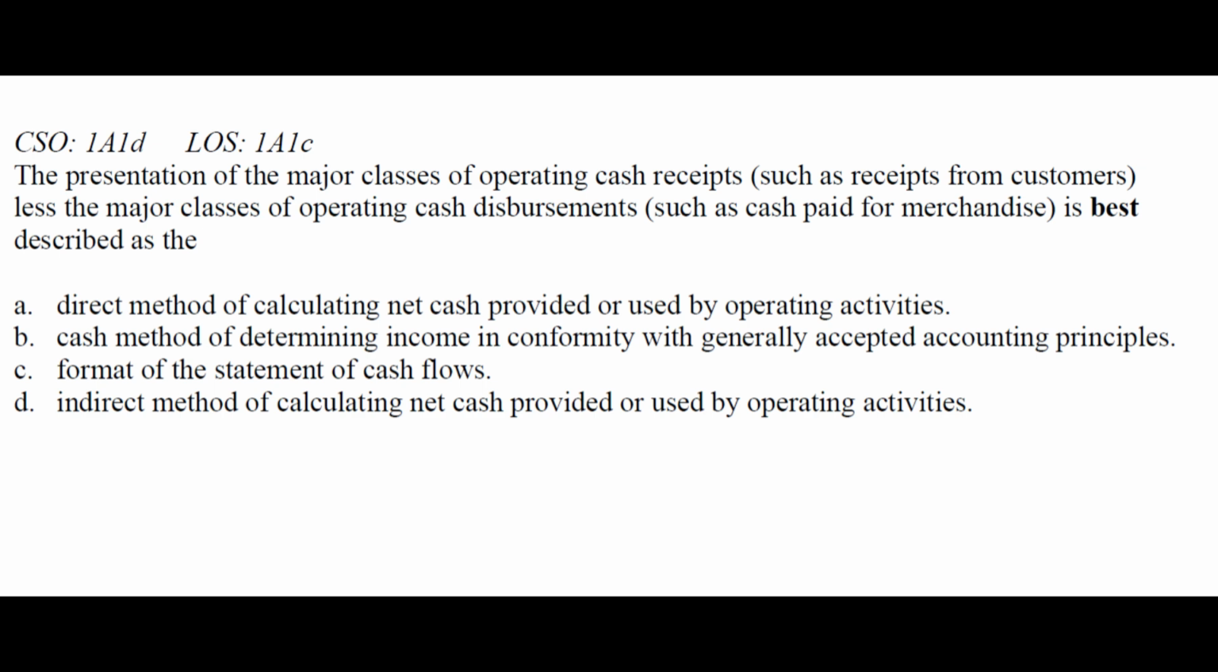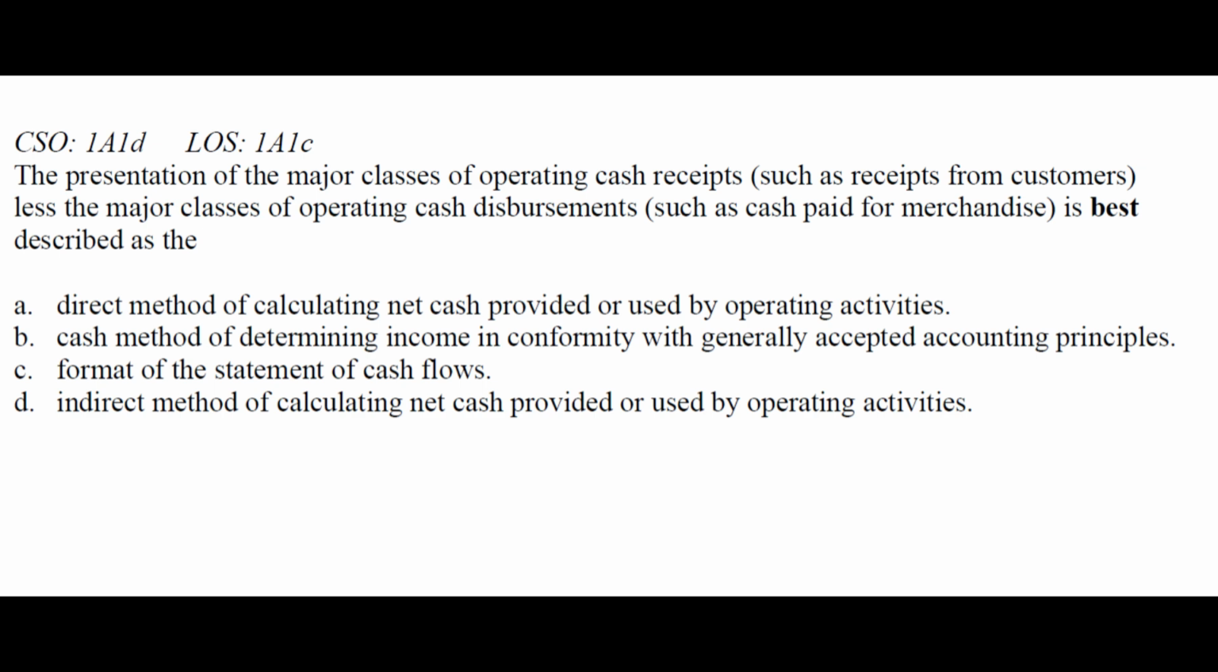A. Direct method of calculating net cash provided or used by operating activities. Correct. The direct method presents major operating cash receipts and major operating cash payments separately, allowing users to see the actual sources and uses of operating cash. This is exactly what the question describes.